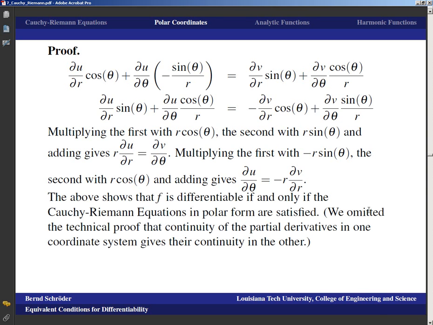We omitted the technical part, which is that the continuity of the partial derivatives in one coordinate system gives their continuity in the other. That's another thing that I would want to leave for a more advanced class. And so now we turn to the formula for the derivative.